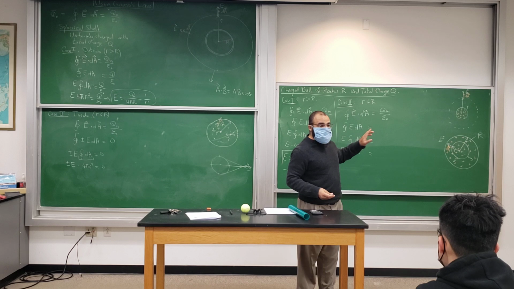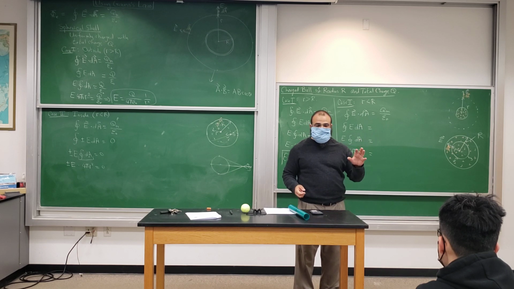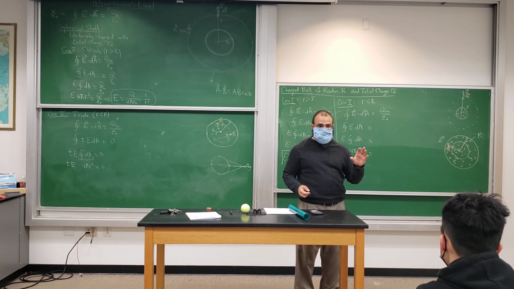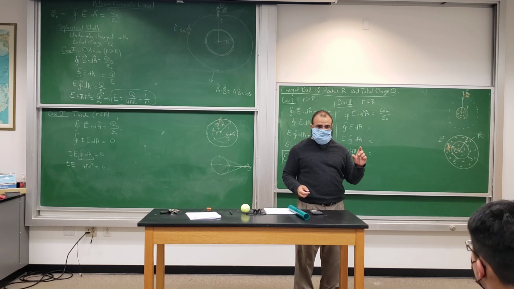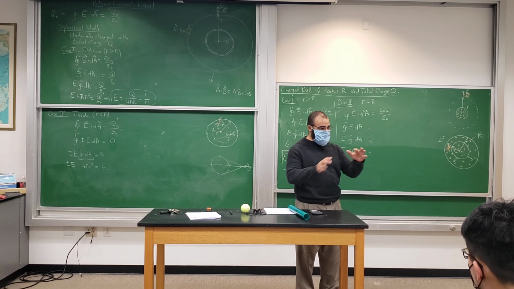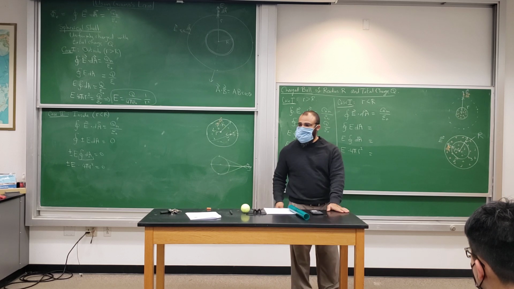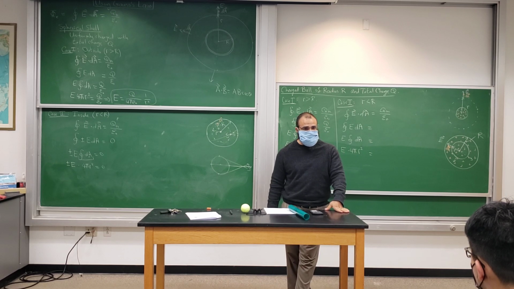So first I calculate the charge density, how much charge I have per unit of volume. And then if I multiply the charge density by the volume of my sphere, then I can find out how much charge I am enclosing.